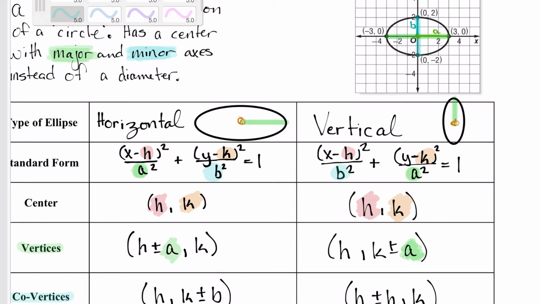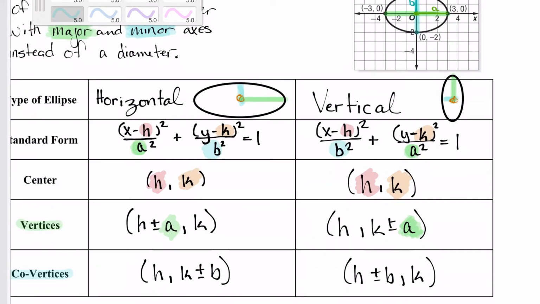And B is going to be whatever the smaller value is, and that tells you the length of that shorter distance that kind of acts as a radius. Whatever it is underneath, that is how you move from the center. Because the B is found underneath the Y value when we have horizontal ellipses, we are going up and down that value of B, so adding and subtracting B to our center. And if it's underneath our X like it is in the vertical, then we would be adding and subtracting to the X value of our center, meaning we're going left and right from our center that value.